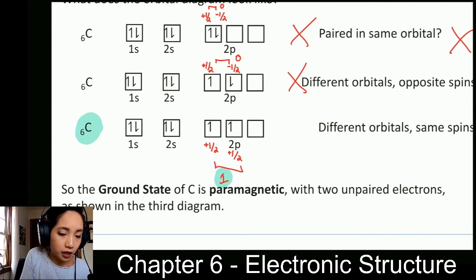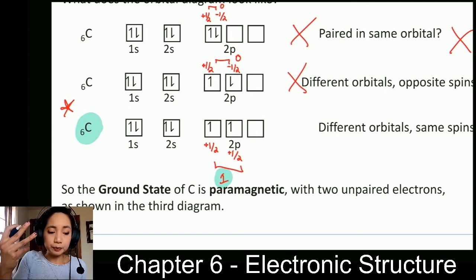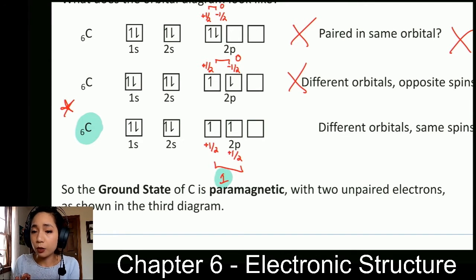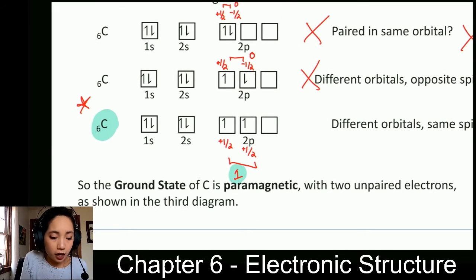So this is the correct way to write out electron configurations when you have to place more than one electron in degenerate orbitals. If we look at the ground state of a carbon atom, because we have 2 unpaired electrons, carbon is paramagnetic. If you write out the orbital diagram incorrectly, filling the electrons incorrectly, you might get an incorrect paramagnetic or diamagnetic answer. So remember, we want to place electrons singly before we start pairing them up.